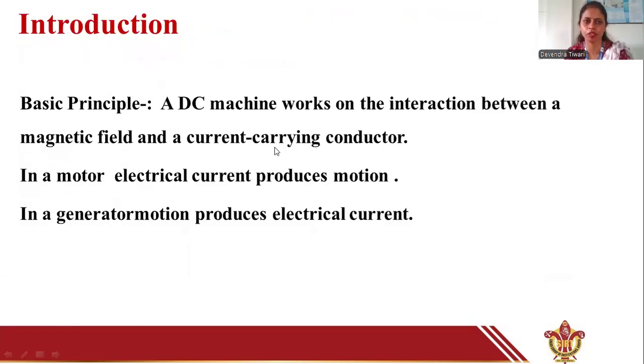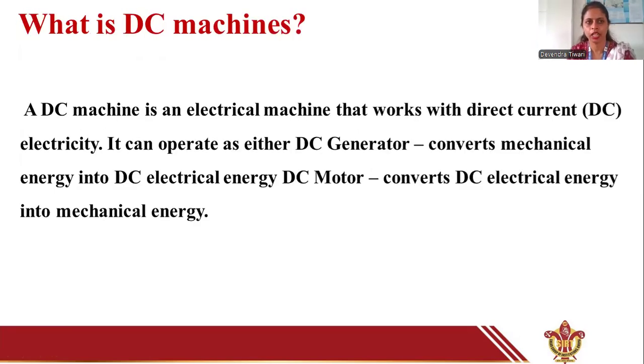So this is the introduction of DC machine. DC machine works on the interaction between a magnetic field and a current-carrying conductor. In a motor, electric current produces motion, and in a generator, motion produces electric current. This is vice versa. And what is a DC machine? A DC machine is an electric machine that works with direct current. It can operate either as a DC generator, to convert mechanical energy into electrical energy, or as a DC motor, to convert electrical energy into mechanical energy, and both are vice versa.